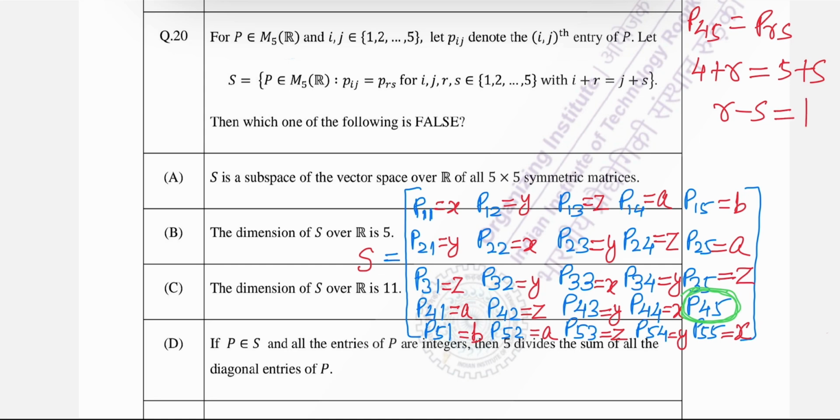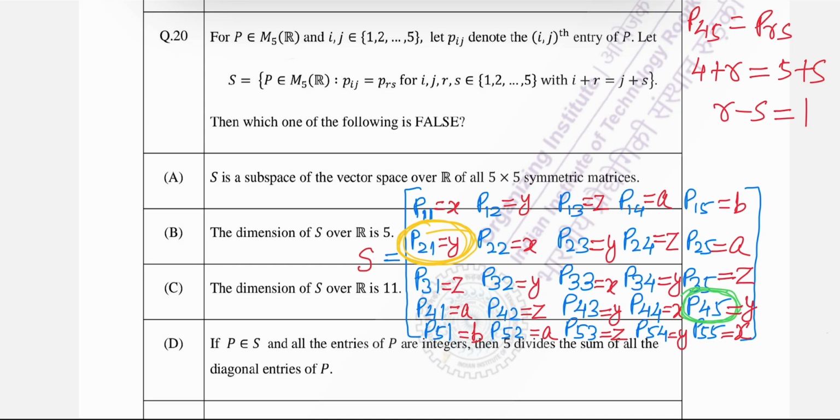Okay, so I show you one entry where r minus s is 1 in yellow circle. You see here, that is y. So p45 will be equal to y. Okay, so we have done the work for all the entries. Now the matrix you see on the screen is S.